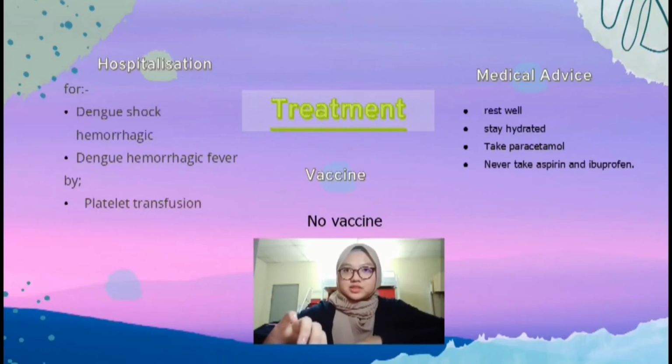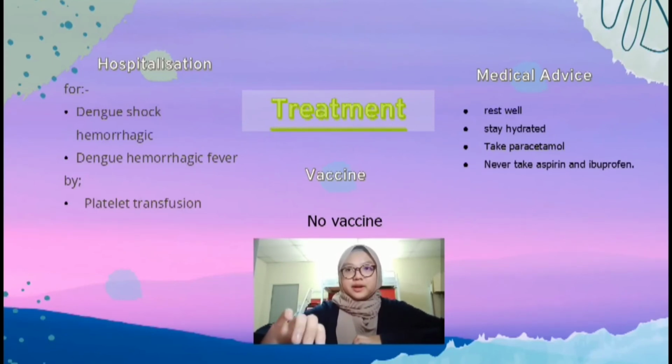There is no treatment or specific medication for dengue fever. Those who are infected with dengue are advised to seek medical advice from a doctor. They are advised to rest well and stay hydrated by drinking plenty of water, but alcohol and sugary beverages should be avoided. Medicine like paracetamol can be taken to reduce fever and joint pain, but be careful not to take medicine that will increase the risk of bleeding, such as aspirin and ibuprofen.